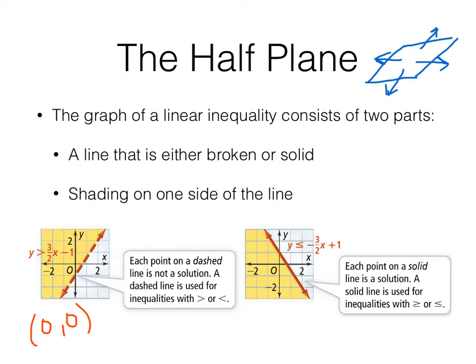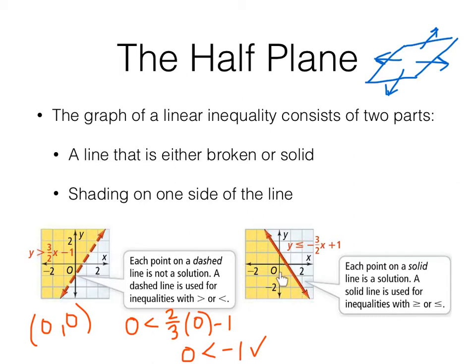So I can tell here that 0, 0 is supposed to be shaded. When I plug in 0 for y and 0 for x, I get a true statement. 2/3 of 0 is 0, so I get 0 is less than 0 minus 1. 0 is less than -1, so it is shaded correctly because this shaded region includes the 0, 0.